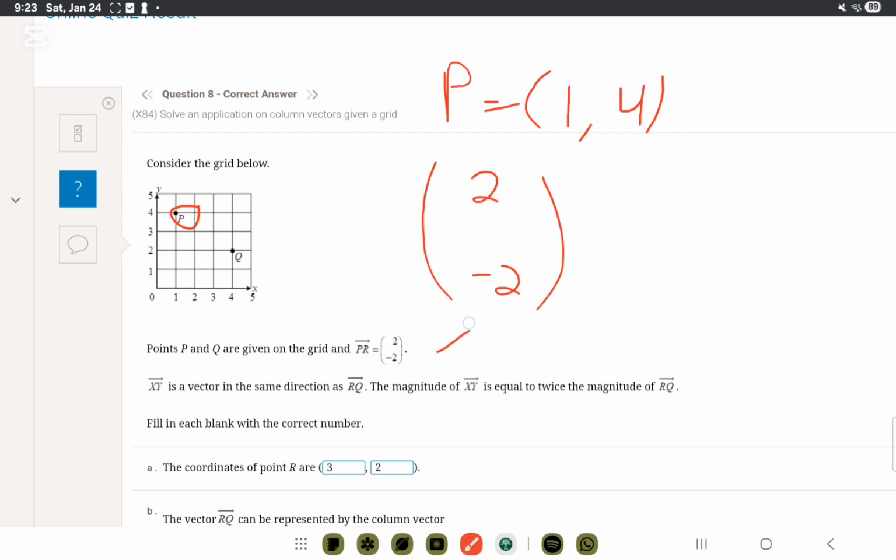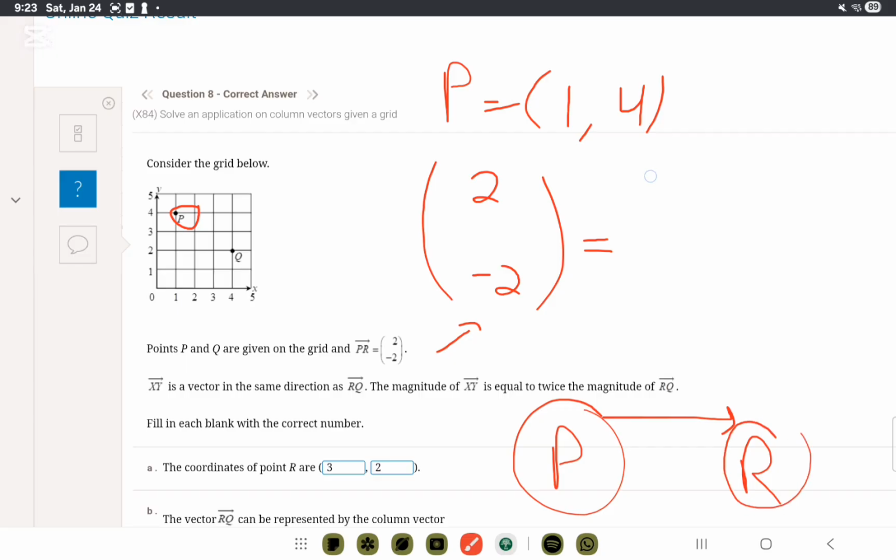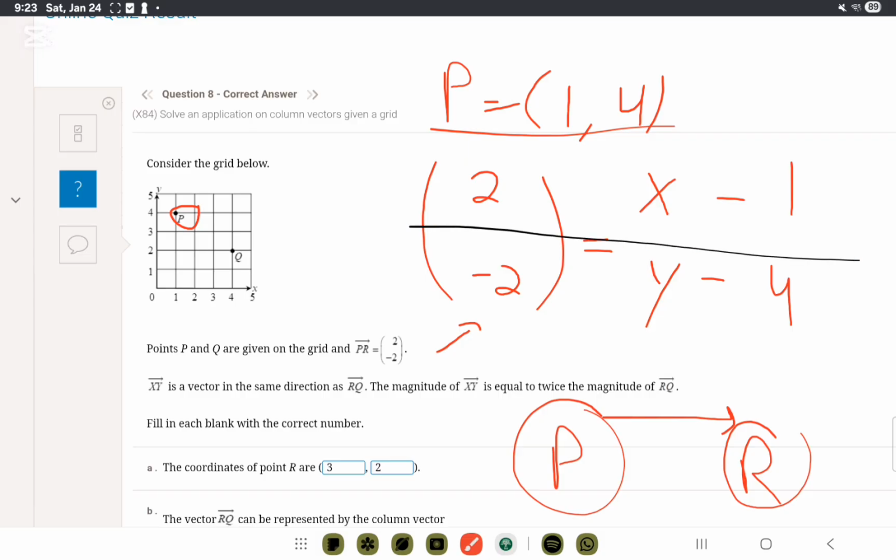This is our vector, equal to final minus initial. P to r, you're going from here to here, so this is our initial and this is the final. So x y, this is our r, the terminal, minus, okay, we want to find the initial. Initial is here, so we do 1 and then 4. Now break this up into two different equations. It's going to be, to find the x, you do 2 equals x minus 1, so you get 3.